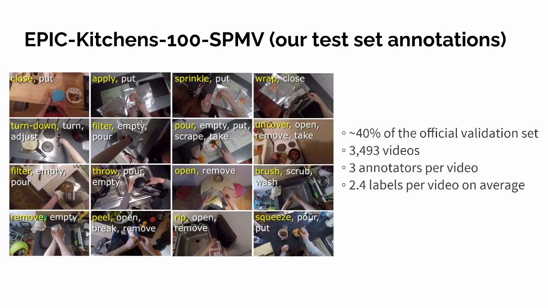The single positive multi-label learning problem requires single label for training and validation, but it does require multi-label for testing. That's why we annotated 40% of the official Epic Kitchen 100's validation set in multi-label fashion. That's around 3,500 videos, and we hired 3 annotators for each video to reduce the annotation noise by looking at the annotator's agreement. As you can see, most of the samples have multiple labels. On average, we have 2.4 labels per video.